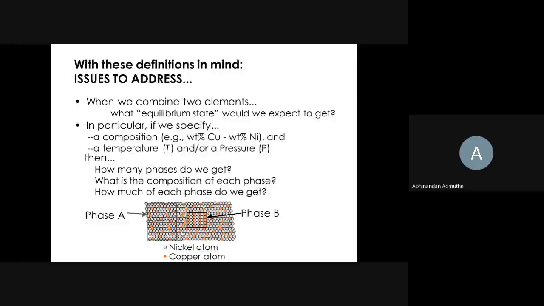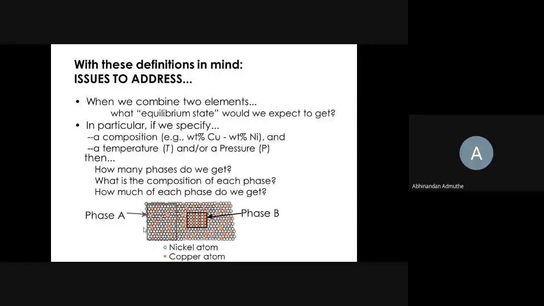What is the composition of each phase is different, and that can be determined by using the equilibrium diagram. And what is the percentage of that phase present? What is the percentage of phase A? What is the percentage of phase B? Again, that can be found out by using the lever rule. So that we will discuss in coming sessions.